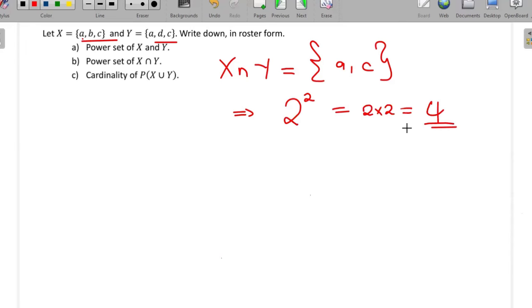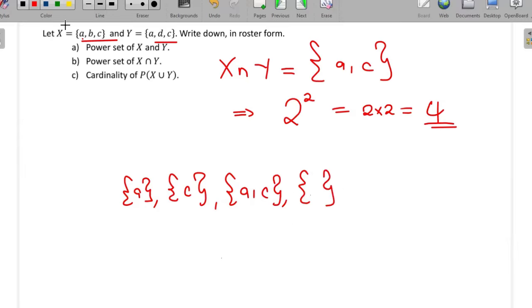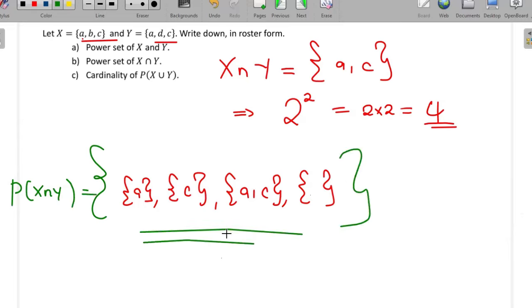Now these 4 subsets, I have to list them. The first one is A itself. The second one is C itself. The third one is the set itself. And the fourth one, we know the culprit, right? That's the empty set. So this here is my power set of X intersection Y.